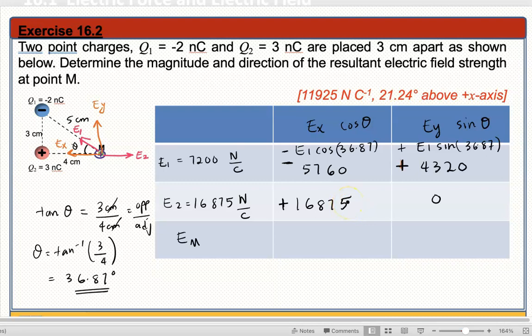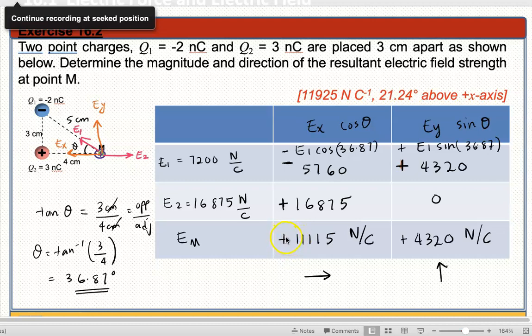That would give me positive 1115, and the Y component is positive 4320, in nano coulomb. We know these are positive values, which indicates that the X component of the resultant electric field is to the right, and the Y component of the resultant electric field is going upwards.